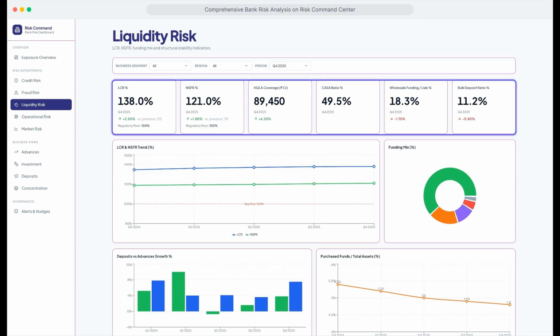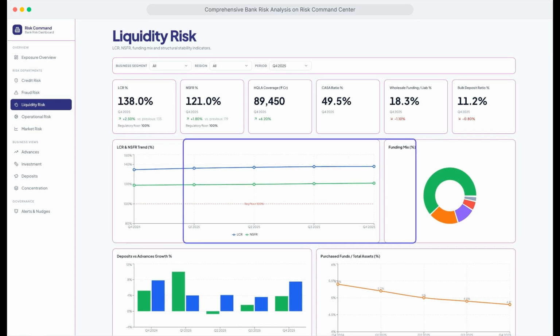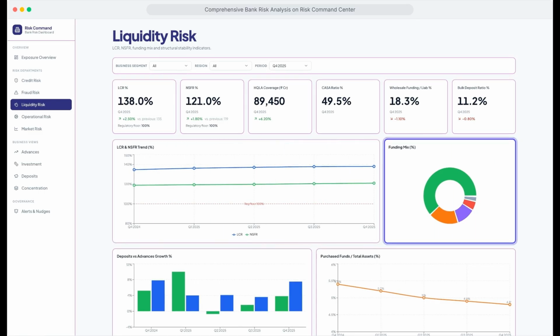LCR and NSFR are especially important because they show whether the bank is maintaining liquidity strength against regulatory and internal thresholds. The LCR and NSFR trend chart shows how liquidity ratios are moving over time against the regulatory floor. This helps users identify whether the bank is maintaining a comfortable buffer or whether liquidity strength is gradually reducing. The funding mix chart shows the split between retail, wholesale, bulk, purchased, and other funding sources.